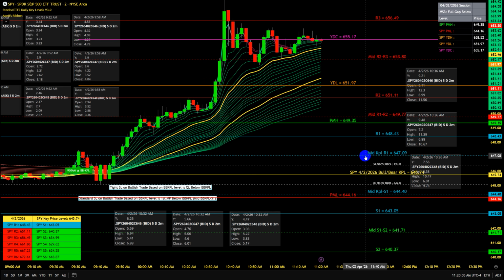You look one midpoint above the level you're taking the trade from to get your first out of the money strike. So here, that would be this level, 647.09. So that would be the 647 call strike in this particular session. The final OTM strike for this particular trade would be one full level above, since it's a bullish trade. R1 648.43. The closest strike to that is going to be the 648 strike.